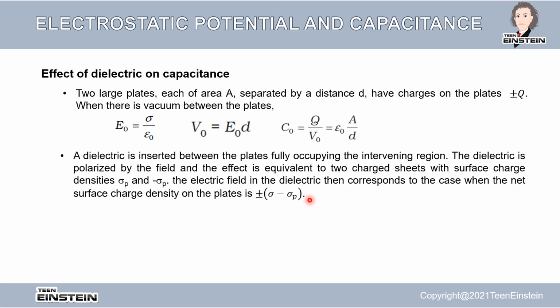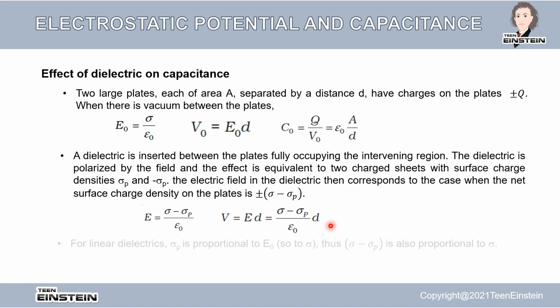Now we know the charge, so we will calculate the electric field. The electric field equals sigma by epsilon 0. Instead of sigma in the previous case, now we have sigma minus sigma p divided by epsilon 0. And now instead of V0, we have V, which is equal to E multiplied by D. And E here is sigma minus sigma p by epsilon 0. So V equals sigma minus sigma p by epsilon 0 multiplied by D. Now we know V, the next step is to calculate the capacitance.